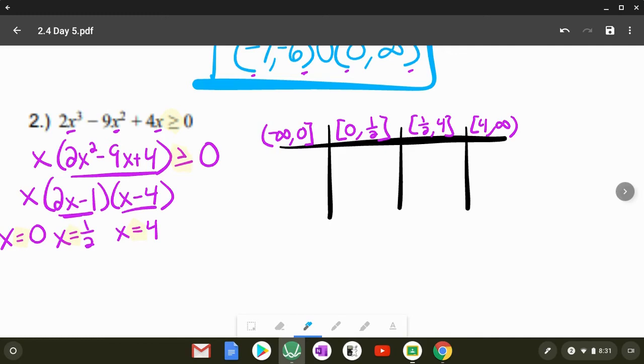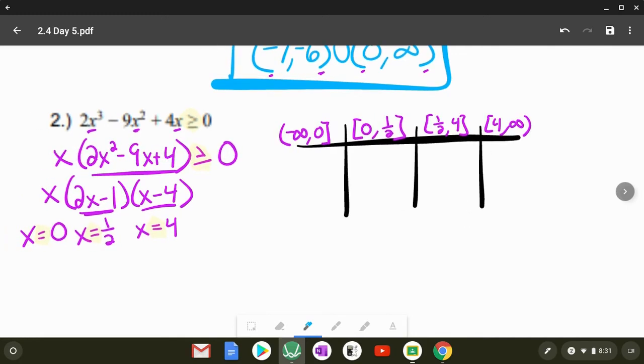Now, when we go to test these points, again, find some test numbers in that section. If I do -1, again, I think the best way to go about it is using the factored form, and we're looking for something that is greater than or equal to 0. So if I have a negative times -3, right? 2 times -1 minus 1 times -5, we end up with a negative. Since we're looking for something greater than 0, that does not work.